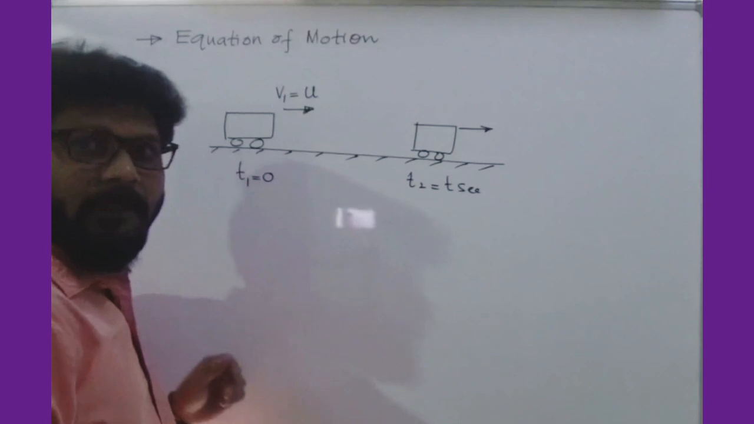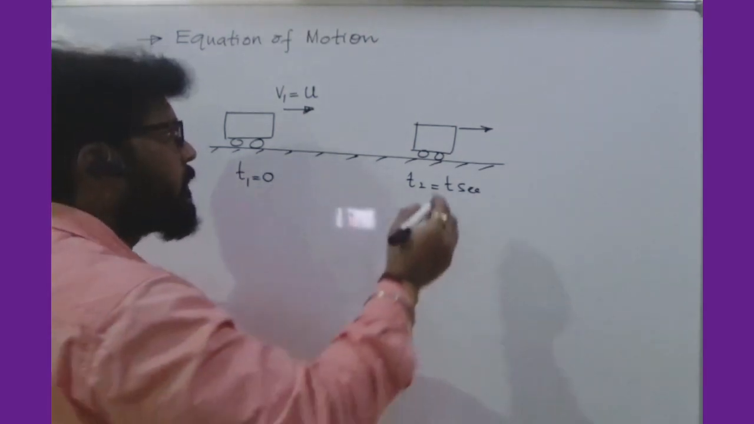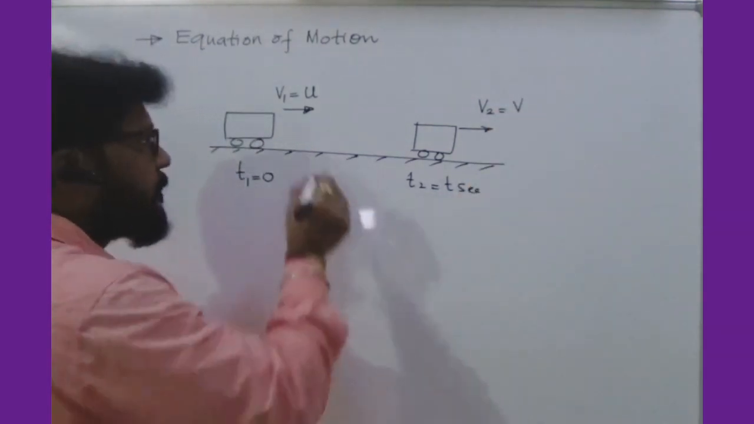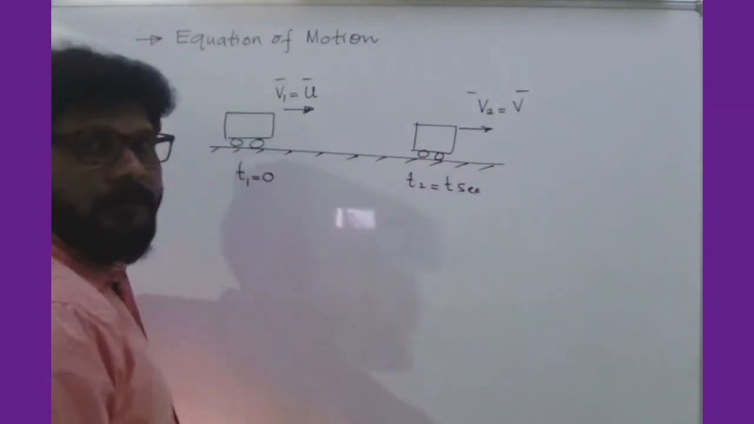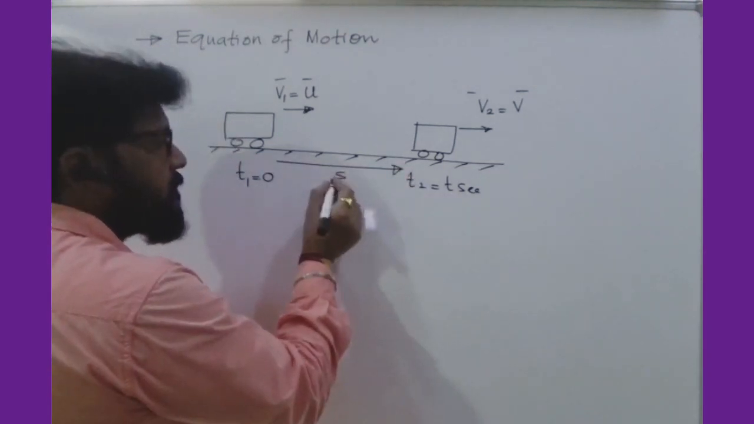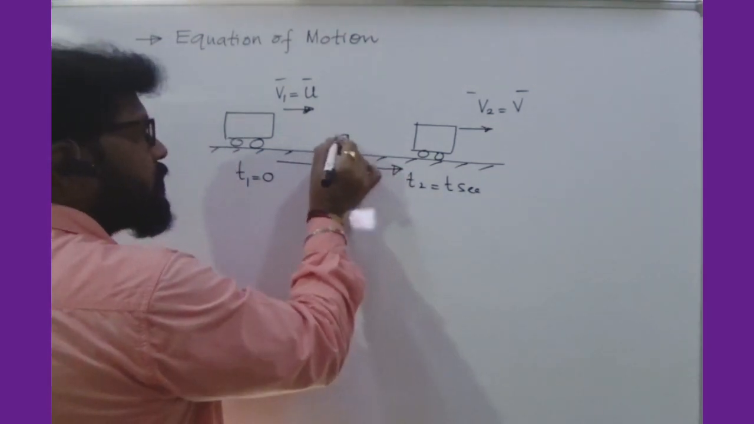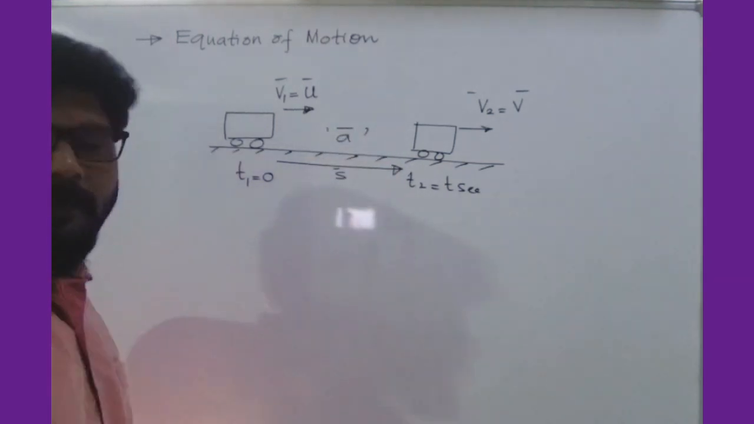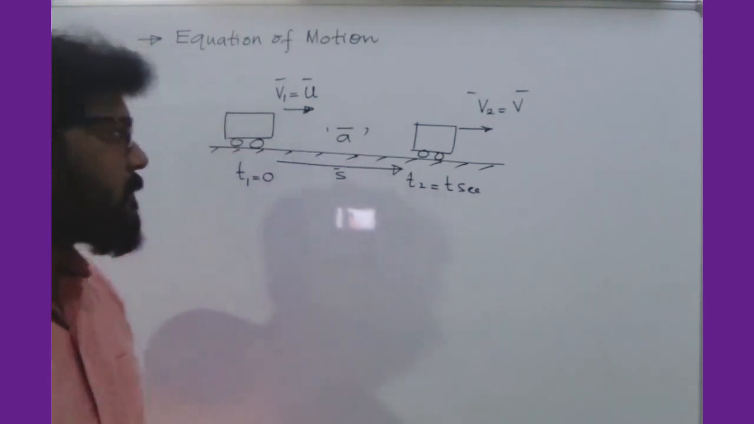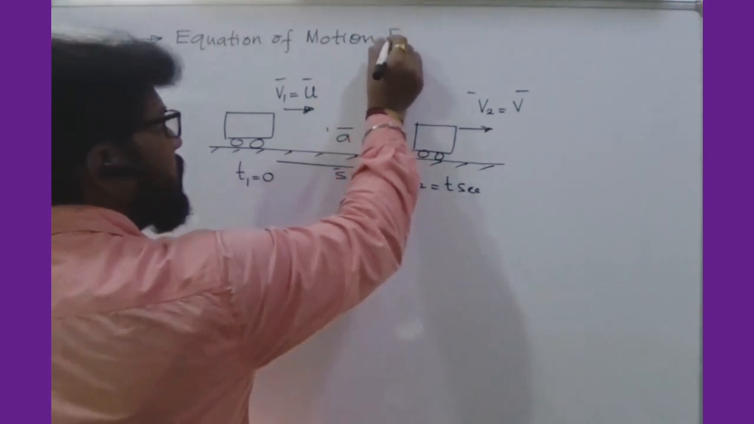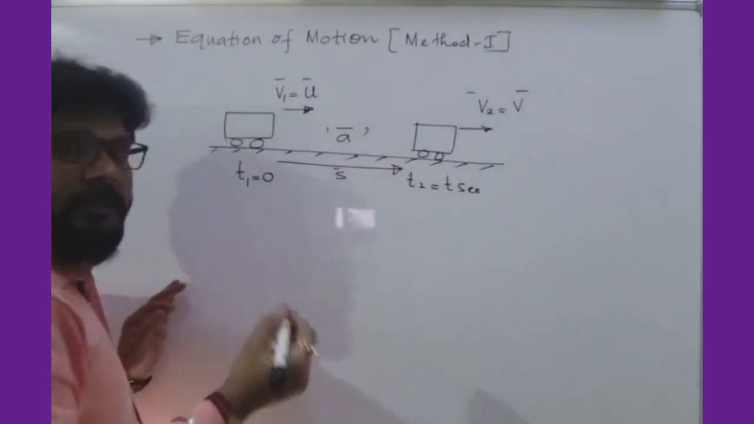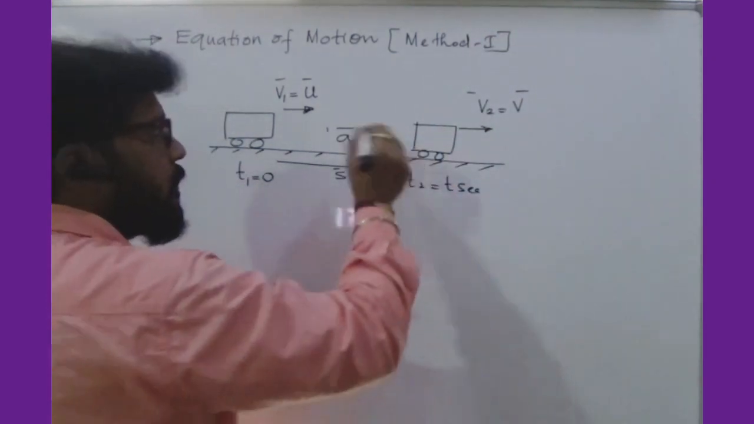After time t seconds, what will be the velocity? Let me take that as the final velocity. It may increase or decrease. So the final velocity is v. Of course, these are vector quantities. During this time, how much distance is traveled, or the displacement in a specific direction, let me take it as s. And due to the change in velocity, there will be acceleration. I'll take a recap of the two equations we discussed in the last class. This is method 1, the definition method. By definitions we'll derive it.